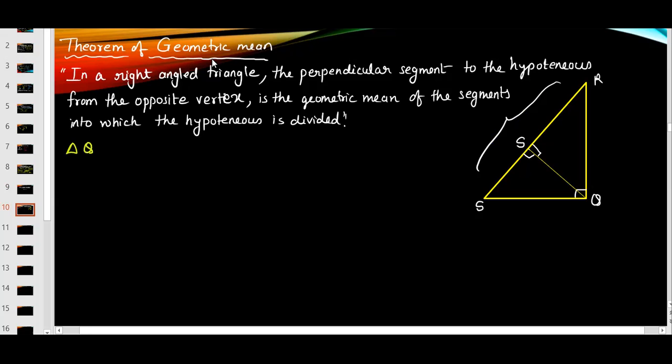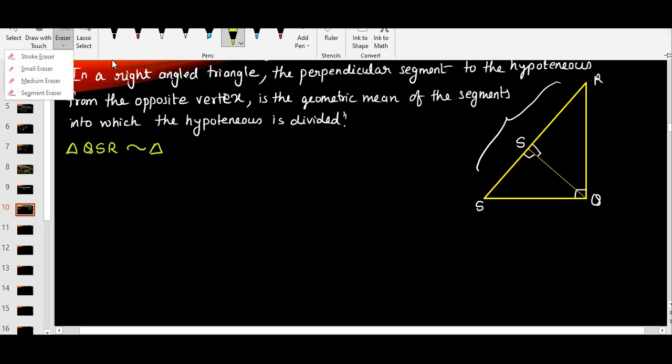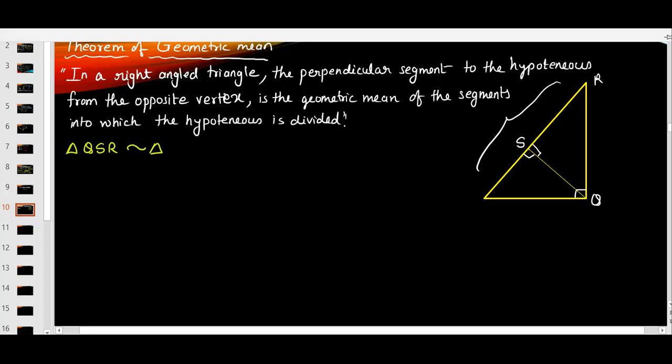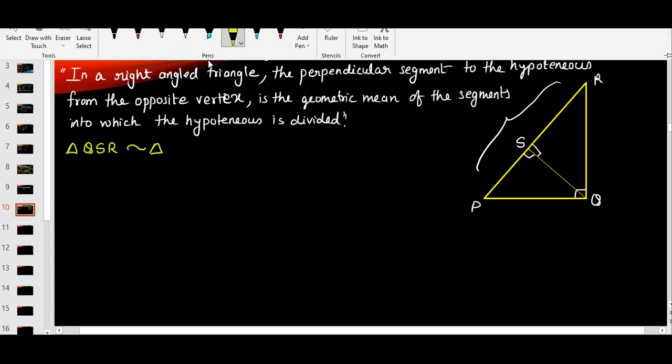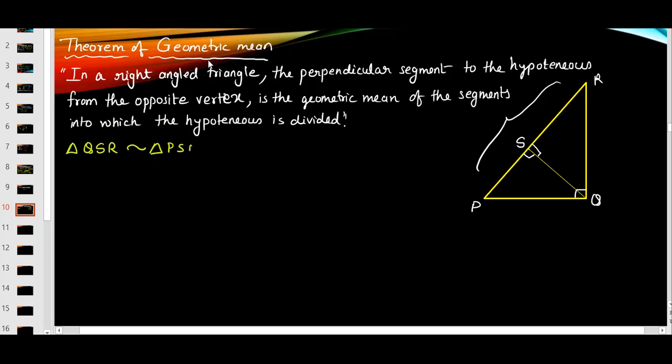Triangle QSR is similar to triangle, because in our previous class we have done a theorem based on this, and we said that triangle QSR is similar to triangle PSQ. Okay, let us take this as P, not S. Triangle PSQ. So both these triangles are similar to each other.